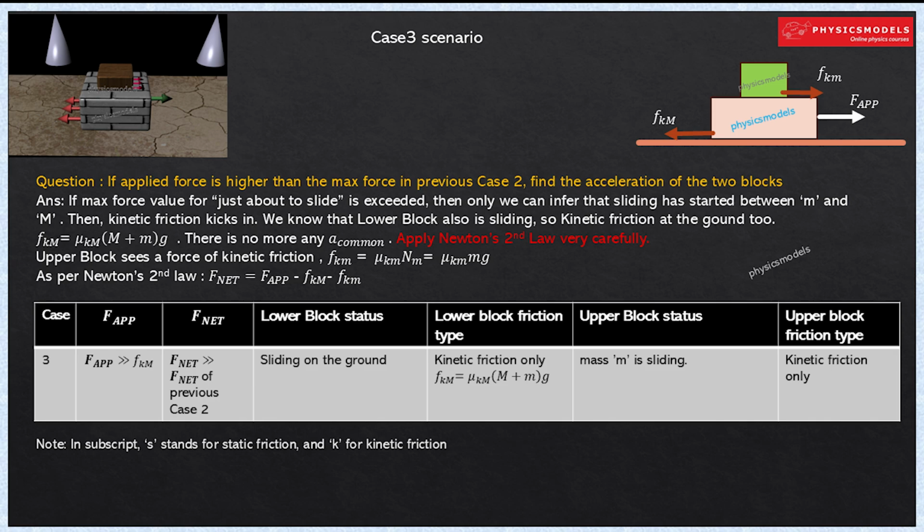But the upper block also must have started sliding with respect to the lower block. So you have a kinetic force of friction between the upper and lower blocks. The rest of the solution is given here in this slide. You can go through it and you should not have any difficulty in tackling problems of this type.